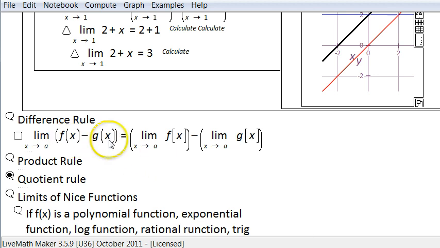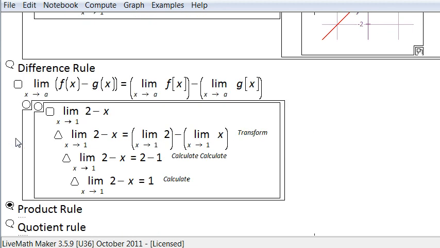So subtract the two functions first and then take the limit as x goes to a, or take the limit as x goes to a of each function individually and subtract the results. They're equal to each other. Okay. Here's an example. Right?